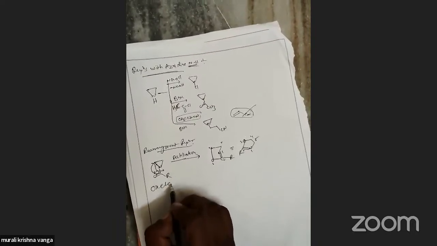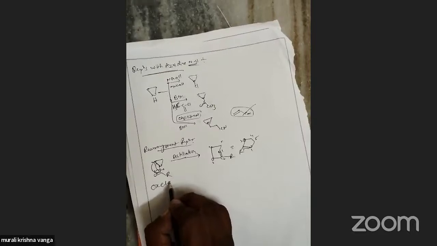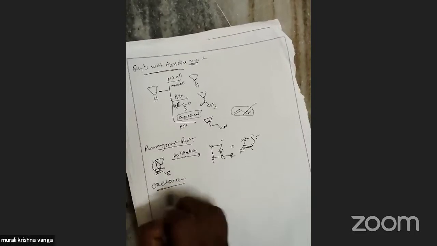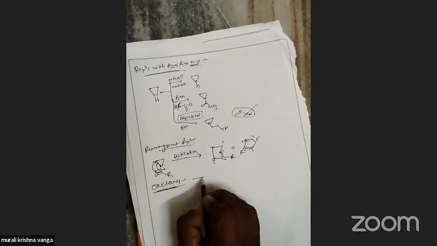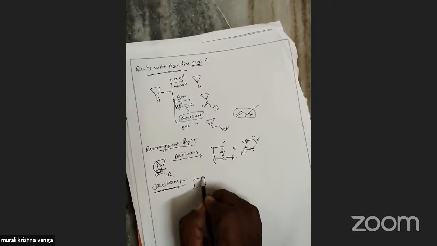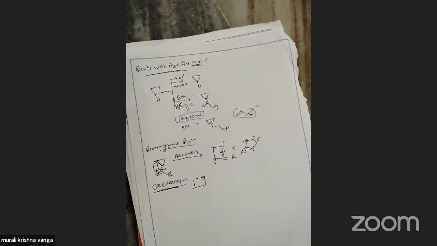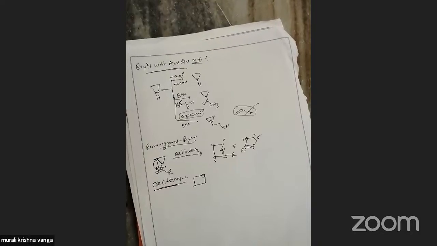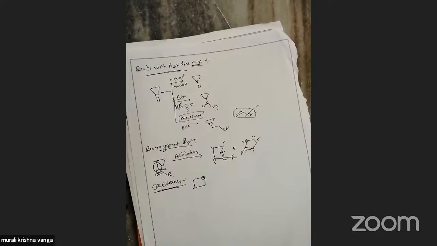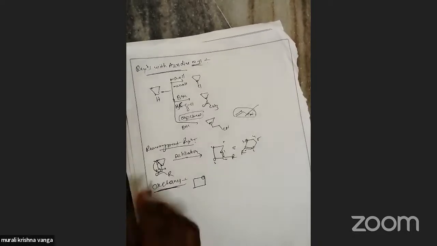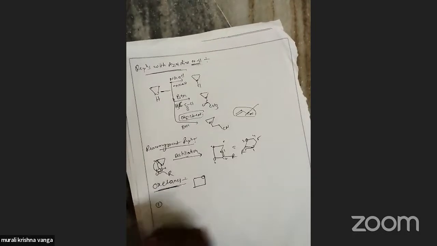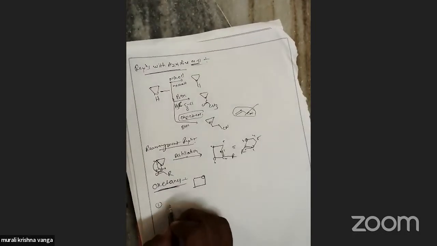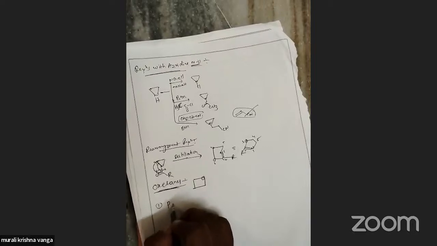Oxetanes are the next topic. Oxetanes are saturated four-membered oxygen-containing heterocyclic compounds. Now, the synthesis of oxetane. The first method is the Paterno-Buchi reaction, a photochemical reaction.